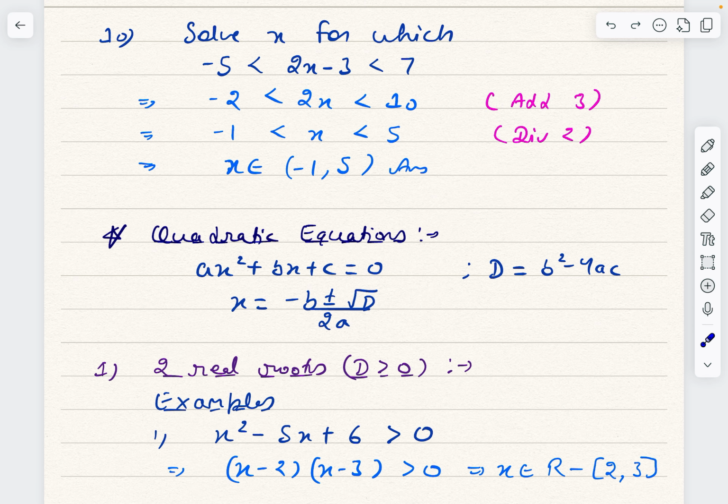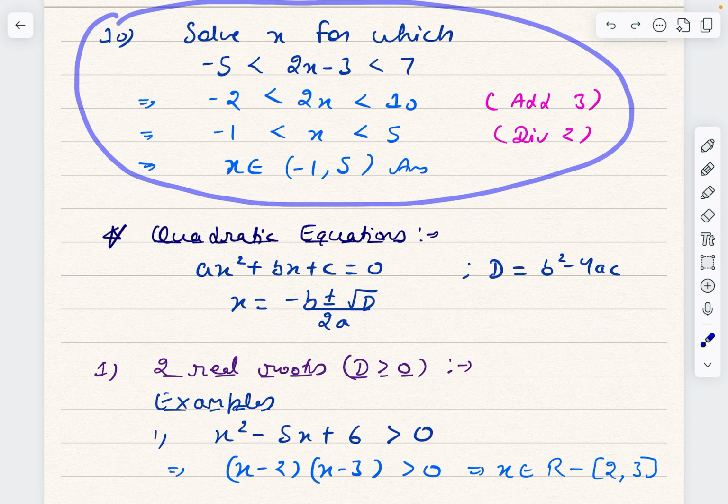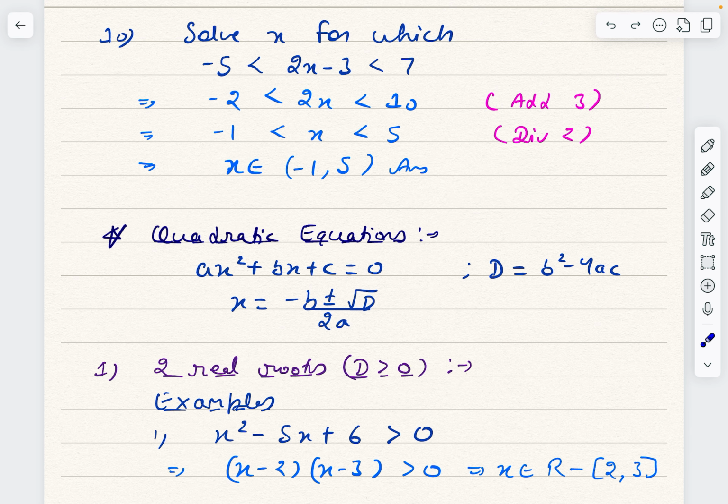We'll start from where we left last time. Last time we discussed this 10th problem. Now we'll start. What is the significance of quadratic equations in solving inequalities? To understand that, we'll just revise what quadratic equations are. All of you have done this in your 9th or 10th grade. We'll revise it quickly and see what is the significance here.